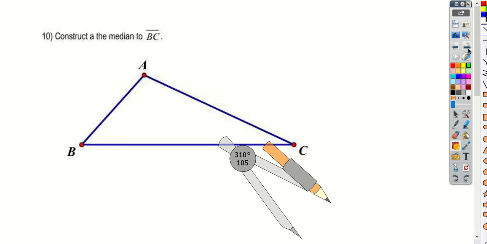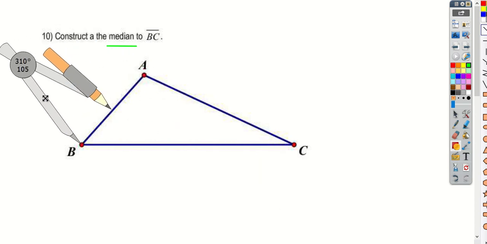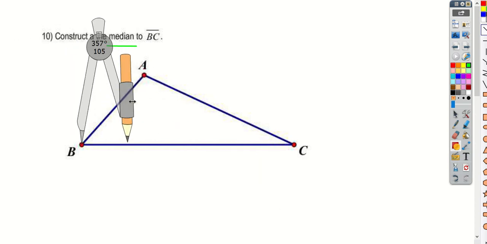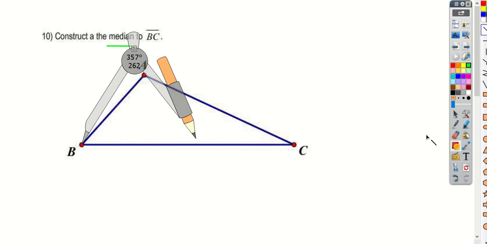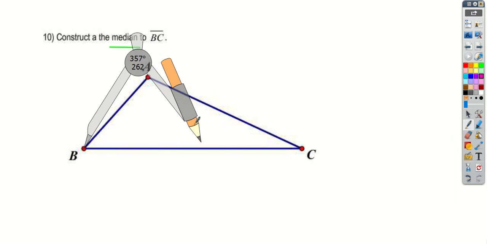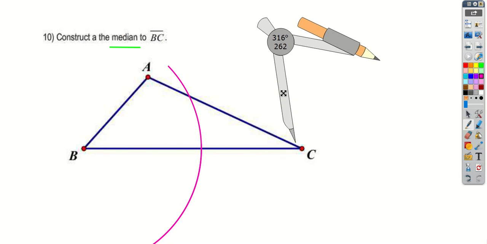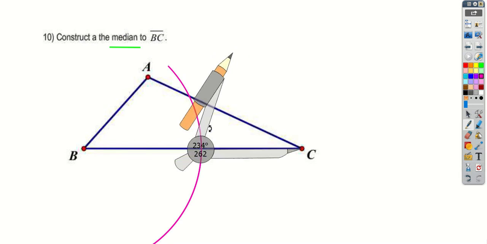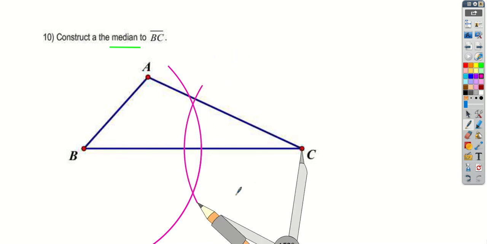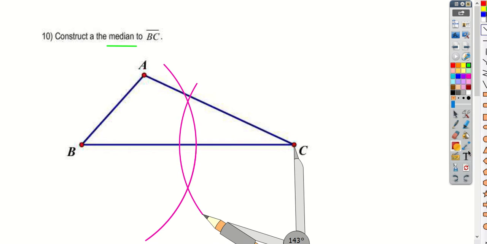Last page, median to line BC. So remember, median in the middle, we have to find the midpoint. So I have to do the perpendicular bisector first. So from BC, more than half, circle above and below, switch it up, and then we draw a line down the middle between the 2 circles.